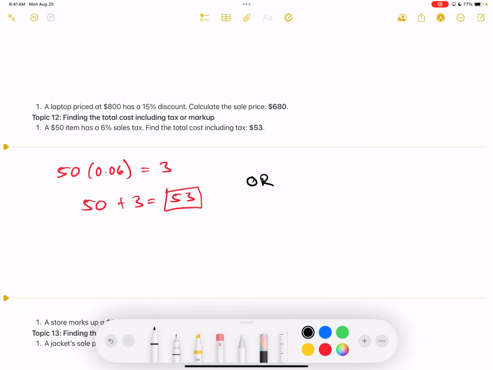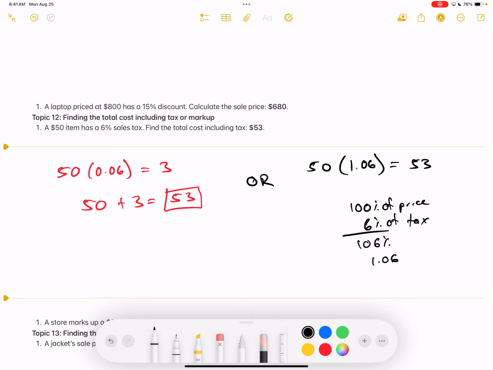Or you can do $50. Anybody know times what, to do it in one step? You can do it times 1.06, because you're paying 100% of the original price plus 6% sales tax. And that would just give you 53. So you do 100% of the price and then 6% sales tax would be the 106%, which is 1.06 as a decimal. So that does it all in one step.